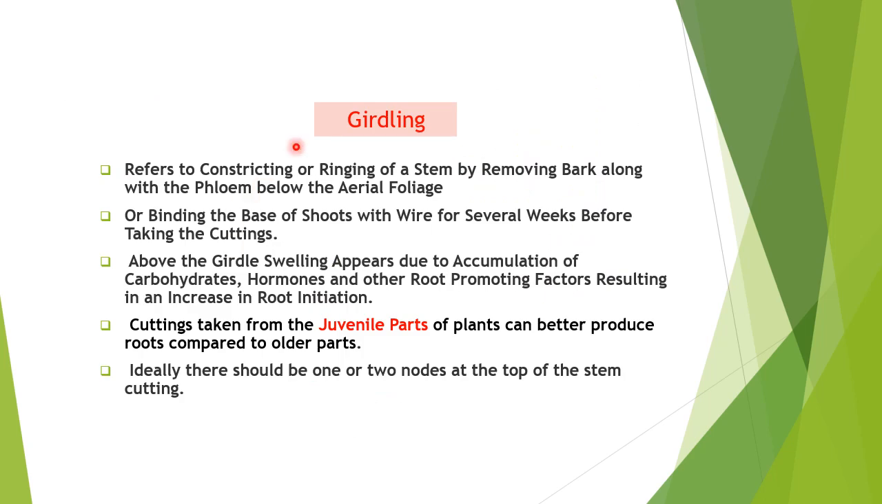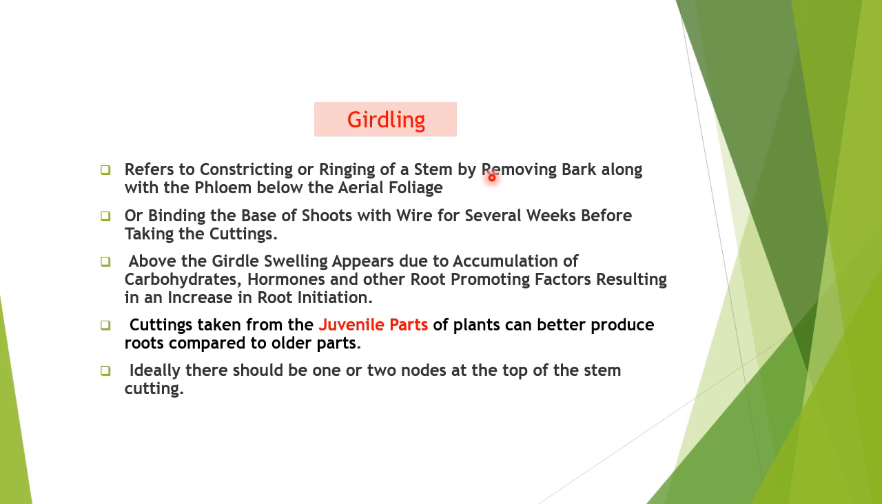process. Girdling is a technique. It refers to the constricting or ringing of a stem by removing bark along with the phloem below the aerial foliage. You know the stem has internally a phloem and a xylem. Whatever comes from the leaves has a polarity, moving from the upper to the lower, from source to the sink.